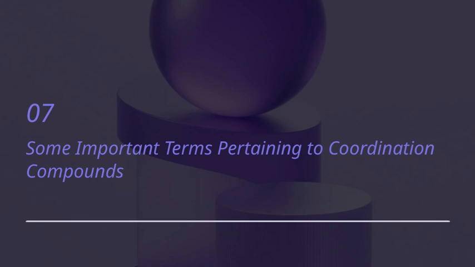color and magnetism. Finally, understanding these terms is essential because they form the foundation for analyzing and predicting the behavior of coordination compounds in various chemical reactions and applications. So, keeping these concepts clear helps us see the bigger picture of how these fascinating compounds function.